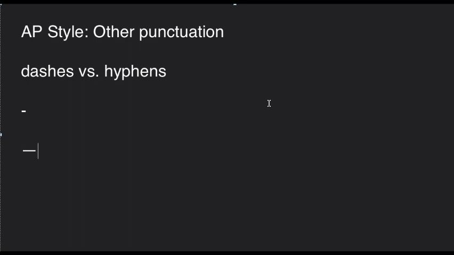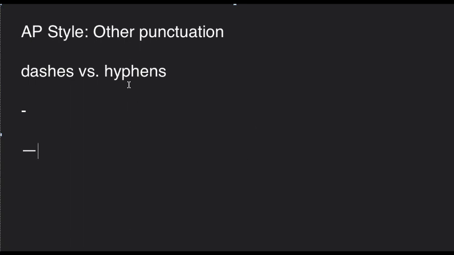Other style guides make a differentiation here. I believe maybe it's MLA or APA. They actually use M dashes and N dashes for different purposes. AP makes no distinction between them whatsoever. Just pick one and go with it. A dash is a dash as far as the Associated Press is concerned.